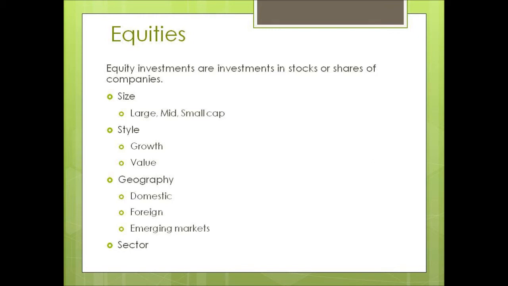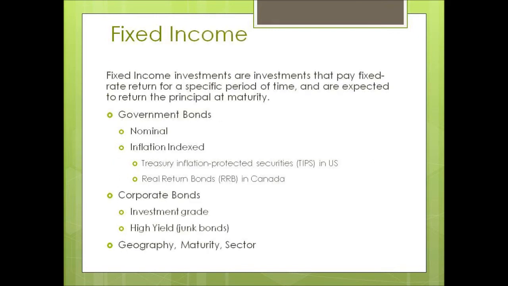Next slide is about fixed income. Fixed income investments are investments that pay fixed rate of return for a specific period of time and are expected to return the principal at maturity or end of period. Government bonds are one example of fixed income. There are nominal and inflation indexed bonds. Interest on nominal bonds doesn't adjust for inflation, while inflation indexed bonds give investors inflation adjusted return.